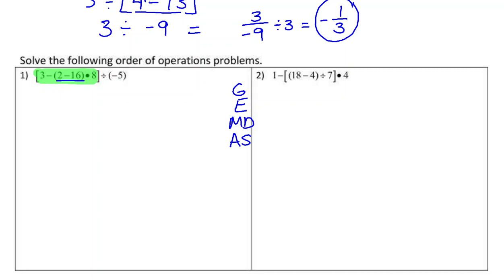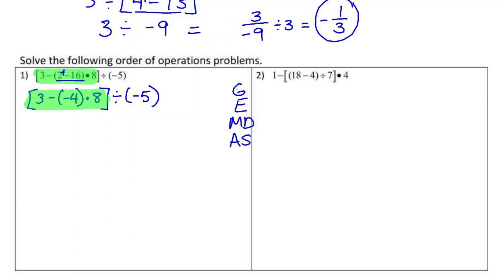2 minus 16, they have different signs. If you need to add in a plus sign, do that. So it's negative 4 times 8, bracket, divide by negative 5 minus 3, bracket. I still have the bracket there to solve.